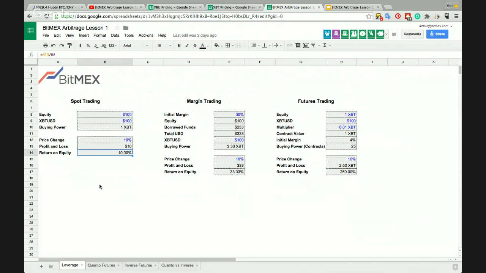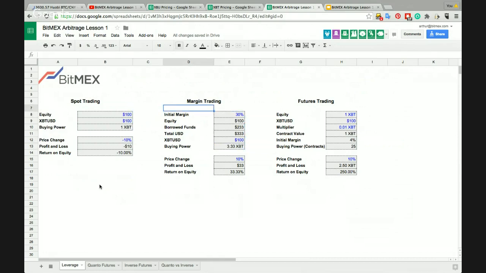So when you're trading on a spot basis, if you go up 10%, you make 10%. Let's see what happens when we go down 10%. You lose $10 and you lose 10% of your equity. Very simple. There's no leverage. This is very easily understood by most people trading Bitcoin. Then we move on to margin trading.